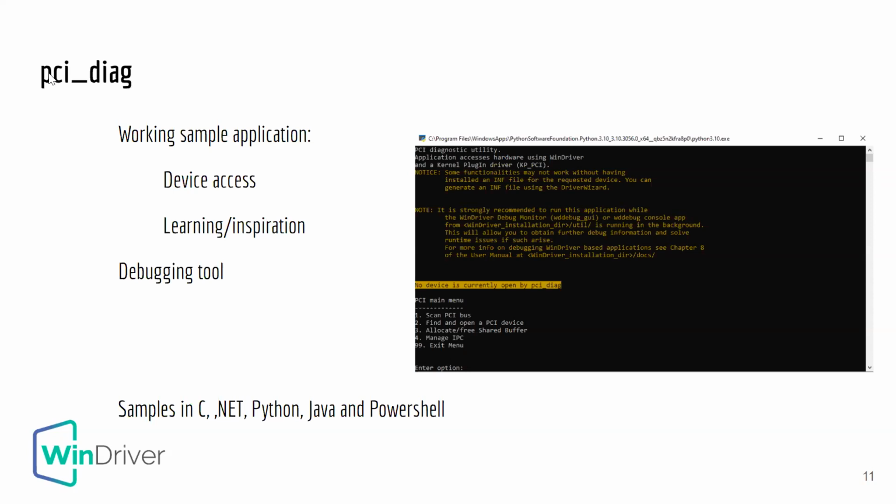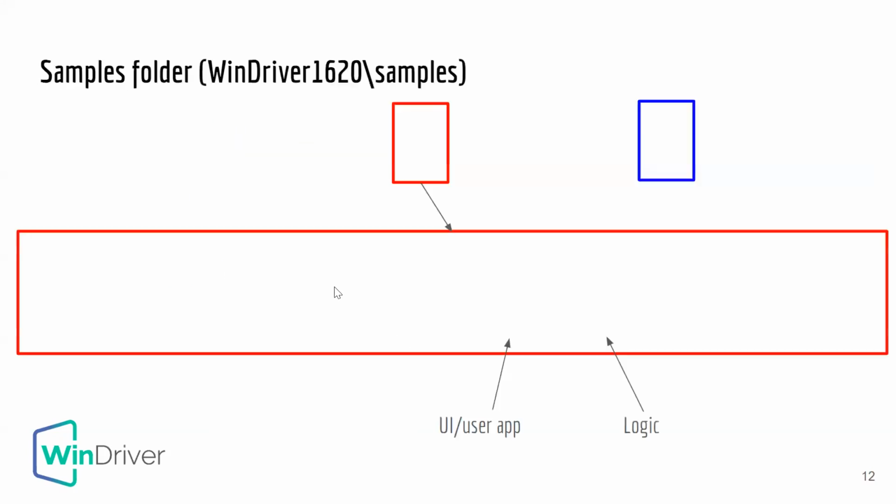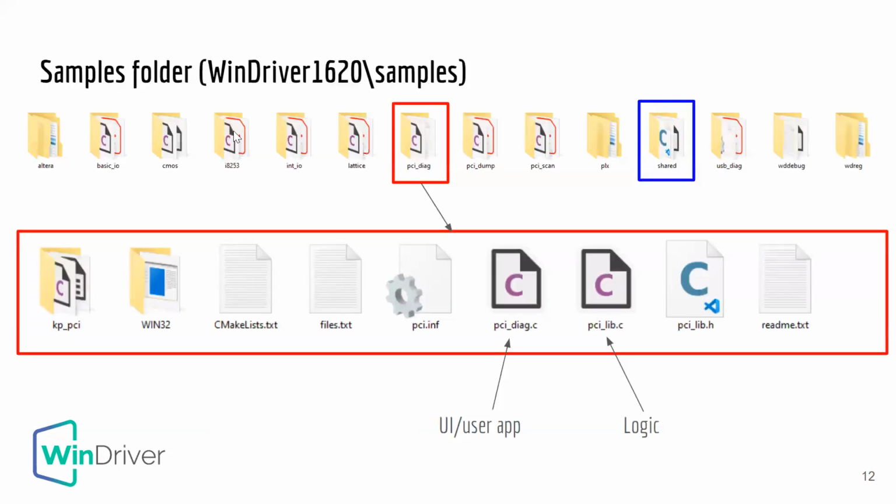The PCI Diag samples come in C, .NET, Python, Java, and PowerShell in our sample folder. So this is an example of a C sample folder. You can see we have different samples, either USB diag, PCI diag, Lattice, Altera. And if you enter the PCI diag folder, you can see the components.